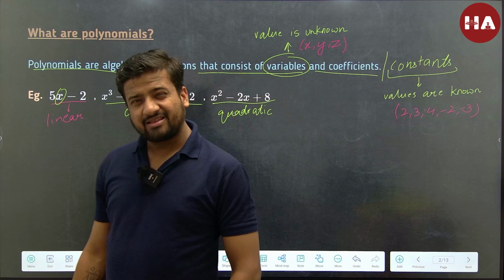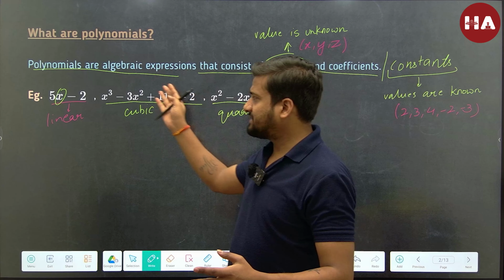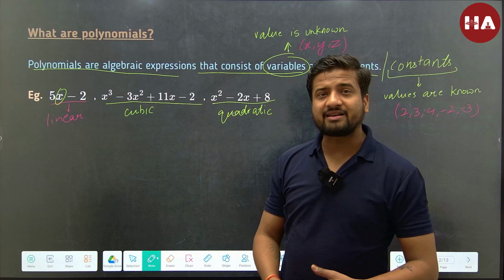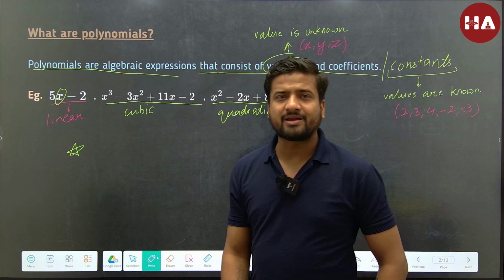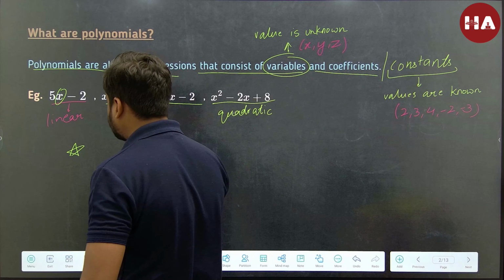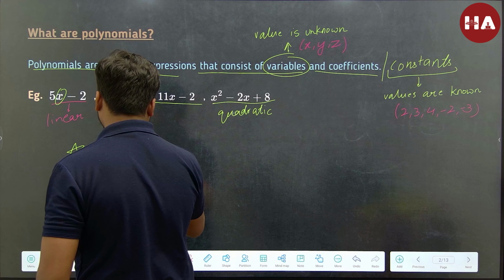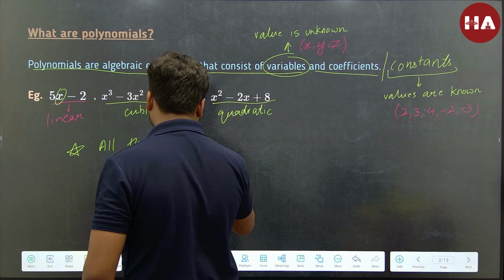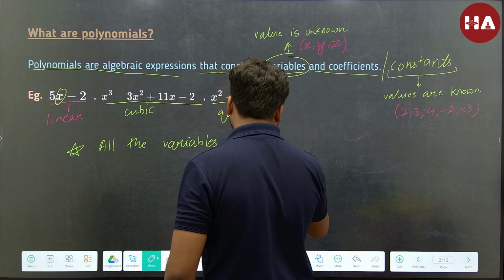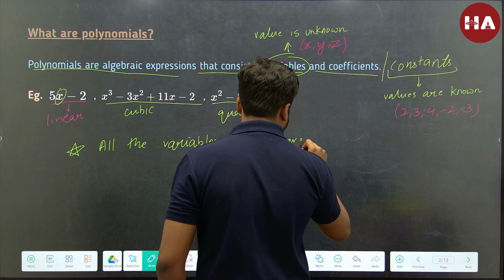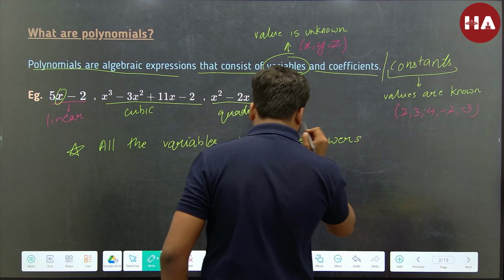Now another question arises: how do we know that it is a polynomial? Fine, I did say that this is a polynomial, but how do we recognize it? The simple way to recognize a polynomial is a condition. Now what is the condition? All the variables should have powers as whole numbers.